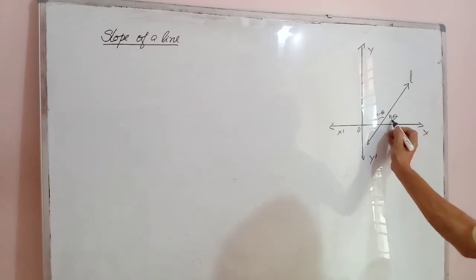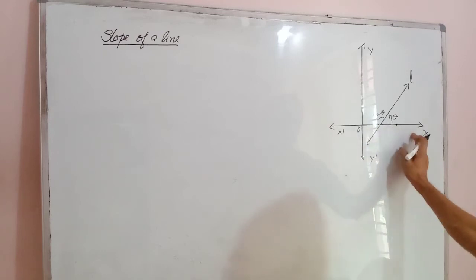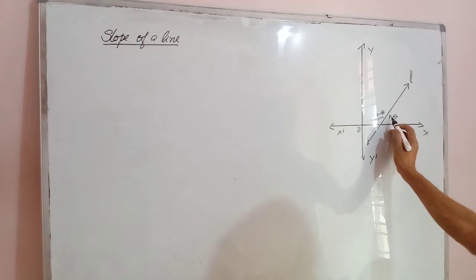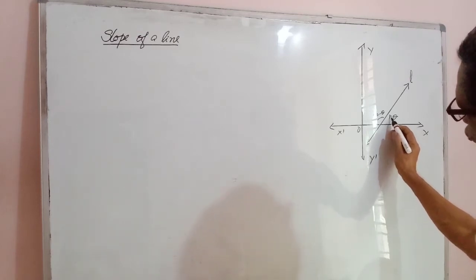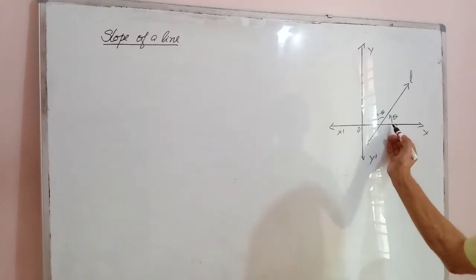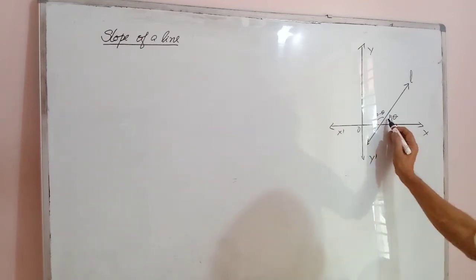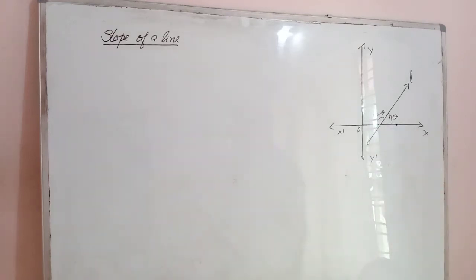But this angle, take this. This angle is measured in the anti-clockwise direction, and it is in the positive direction of the x-axis. So this line makes an angle theta with the positive direction of the x-axis measured in the anti-clockwise direction. This direction is called anti-clockwise direction. This one is clockwise direction, isn't it? So this angle is called the inclination of this line.